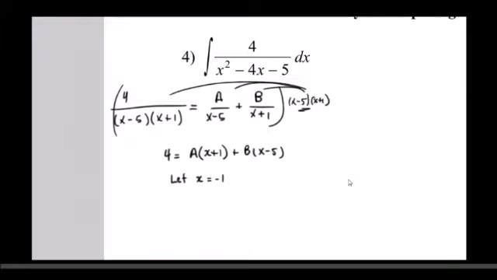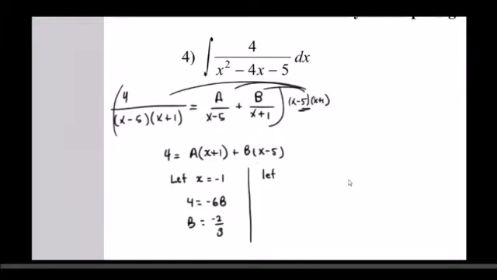So if I let x equal -1 in for both of these x's, the equation now becomes 4 equals, and then -1 minus 5 is -6, so -6b, which means that b equals -4/6 or -2/3.